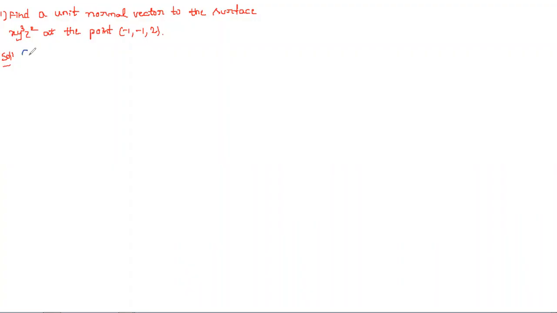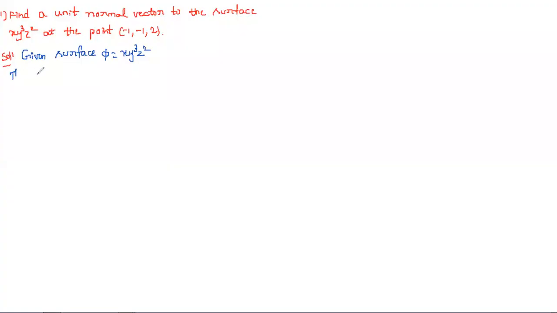First, given surface, we have to give the name for the given surface. So given surface phi is equal to x y cube z square. Okay, and next, what is the formula? We have to use that one.